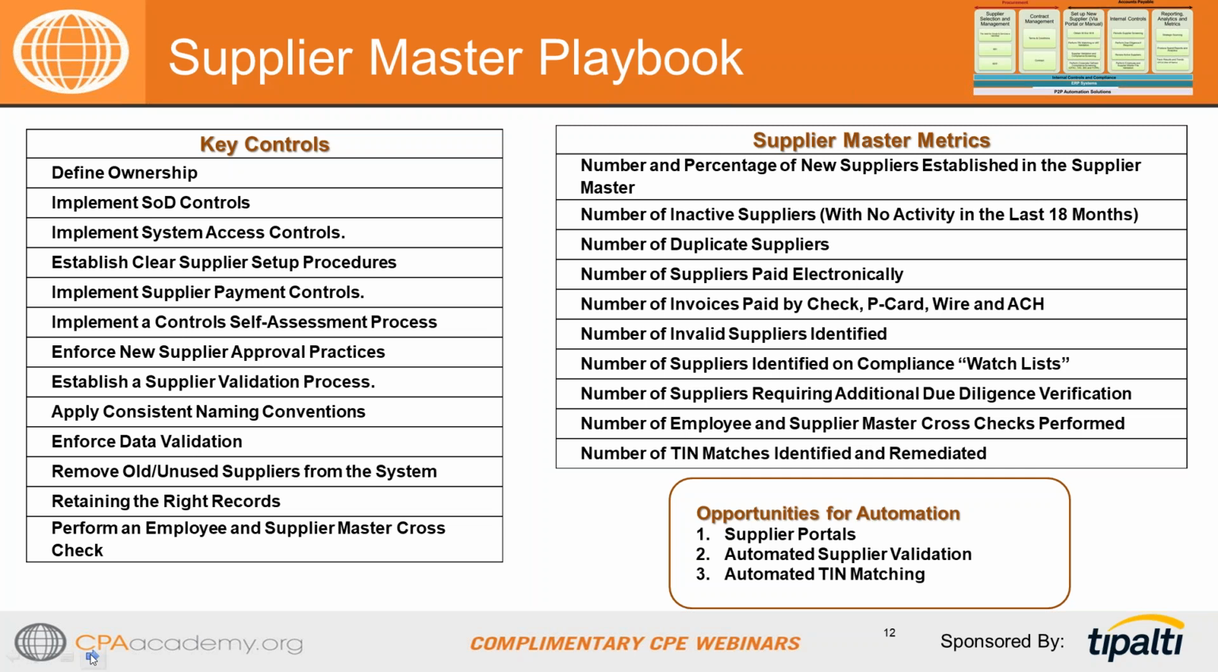All right, without reading all these metrics here, if you start taking a look at the number of inactive suppliers, number of invoices paid electronically, number of invoices paid by type, invalid suppliers, which could be something you find out if it's a non-matching TIN, number of TIN matches identified and remediated, and number of suppliers requiring additional due diligence if you find them on one of the watch lists.